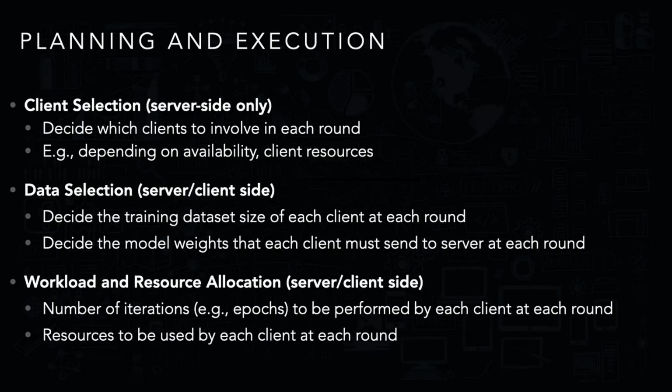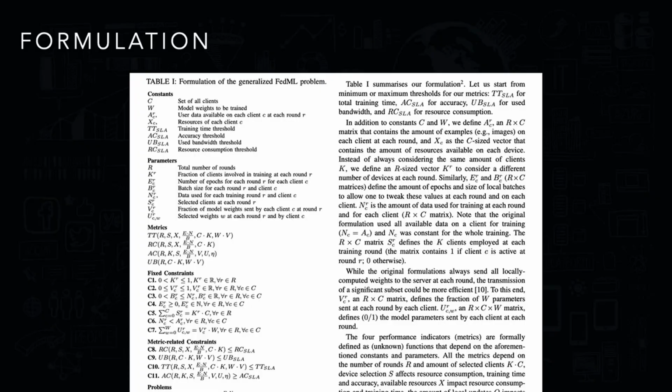Finally, we should also allocate the workload and the resources, both at the server and the client level, which means deciding how many iterations or epochs should be performed by each client at each round. This is important because the local training is an iterative process, and more iterations mean more resource consumption, but also more quality in the model, usually. So this is a very important factor, and we could also constrain the amount of resources to be used in each client at each round.